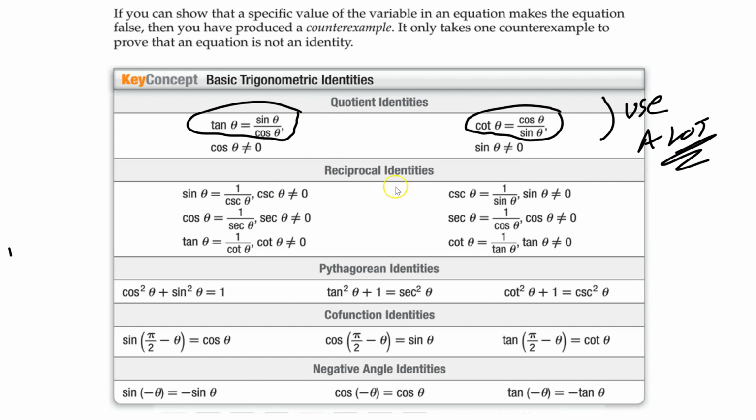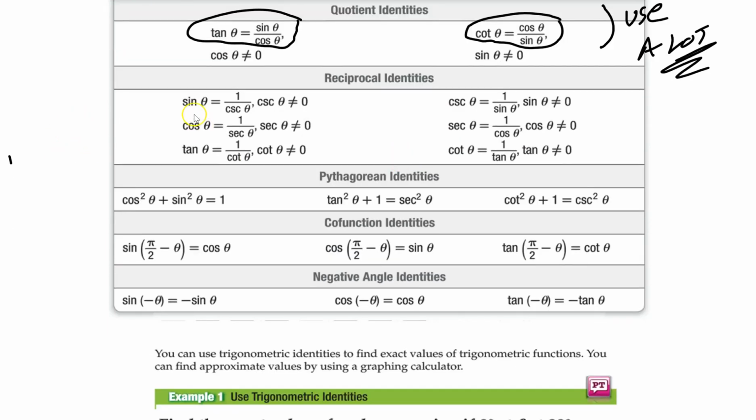Now the other things we should know already: sine is 1 over cosecant, cosine is 1 over secant, tan is 1 over cotan, cosecant is 1 over sine, secant is 1 over cosine, cotan is 1 over tan.